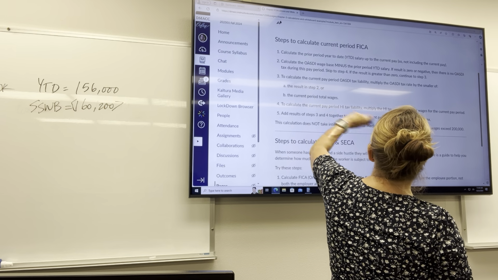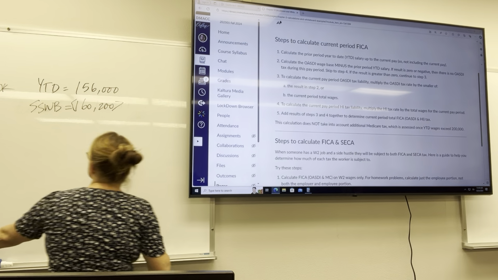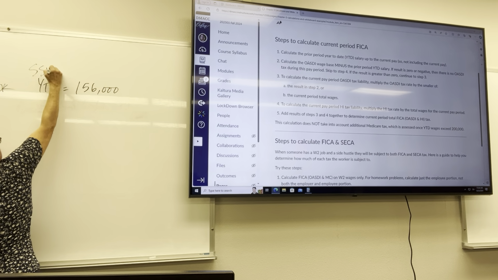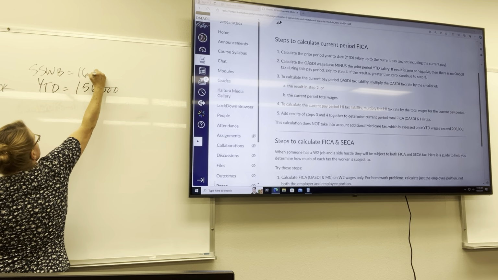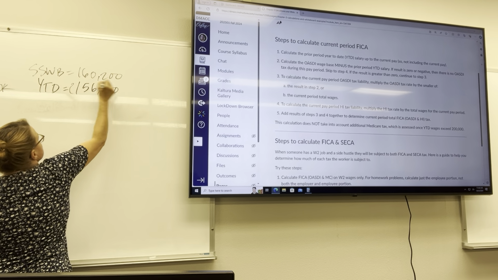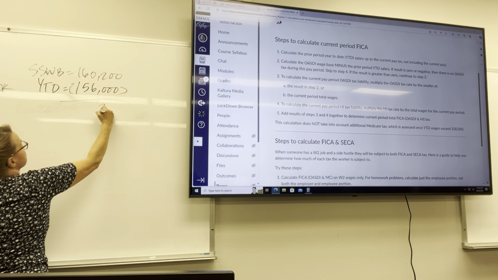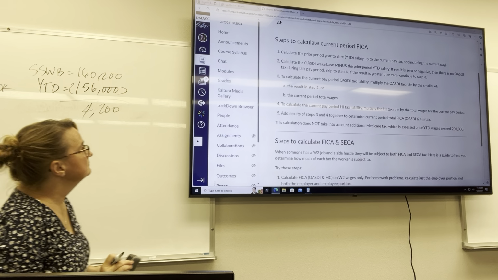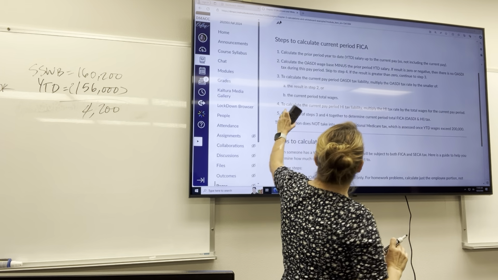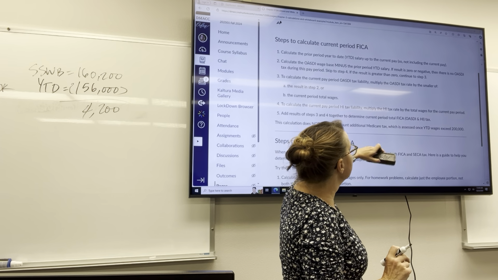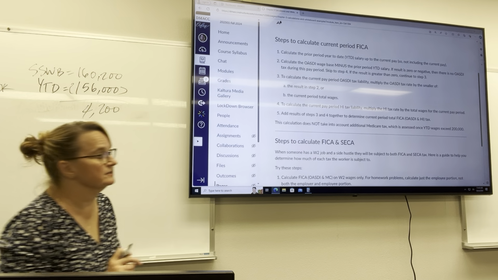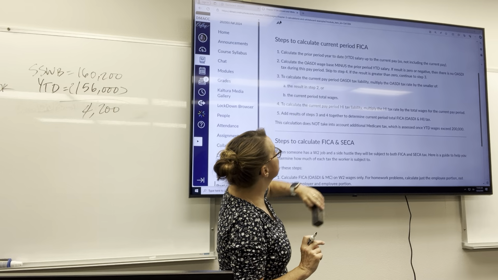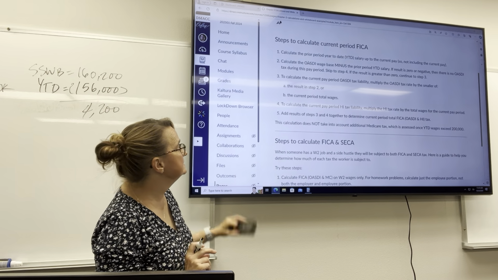So calculate the OASDI. Oh, I'm sorry, I did it the opposite way. I need to subtract this from the wage base. So we're going to subtract that amount from here. 4,200. If the result is 0 or negative, then there is no OASDI tax during this pay period. We'll do an example where it shows that. If the result is greater than 0, continue to step 3.